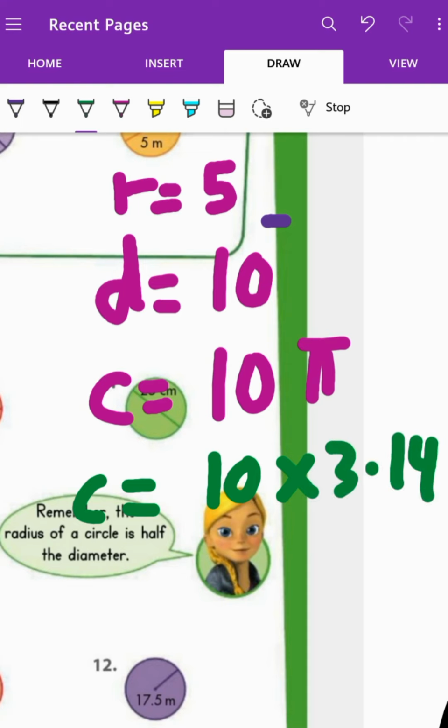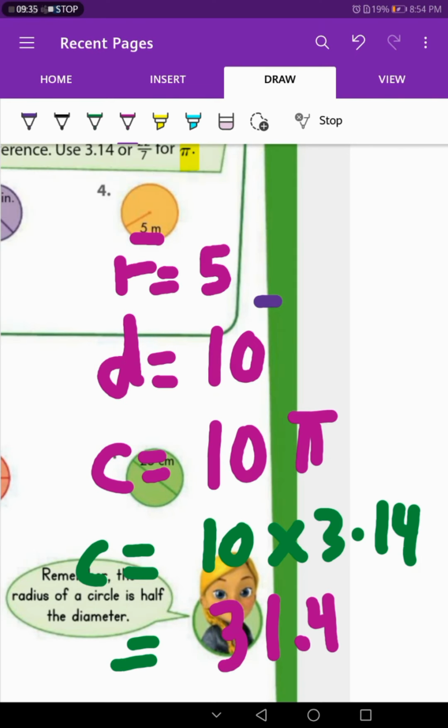Multiply 3.14 by 10. What is it? It is 31.4. You just move the decimal point one step to the right. Yes. And what is the unit? Meter.